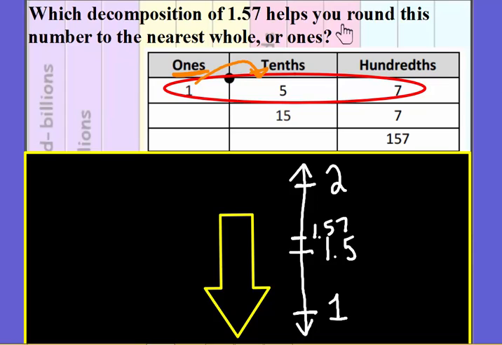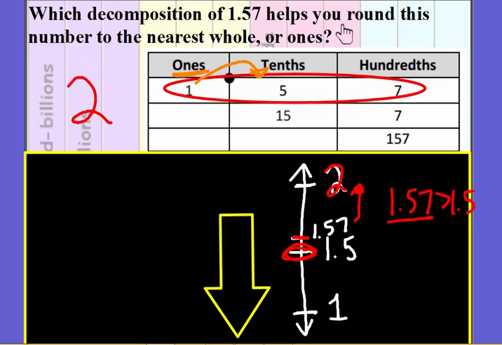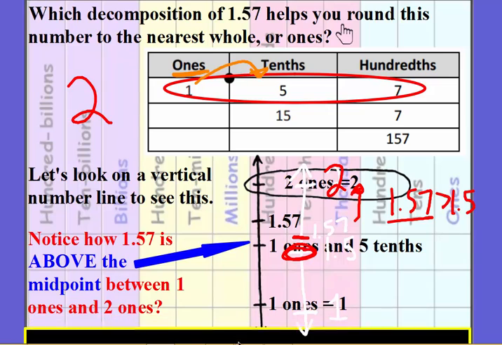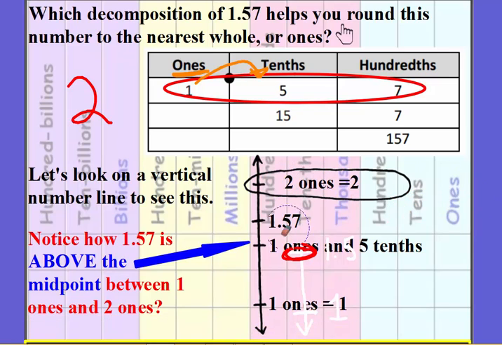Keep in mind, this is what we were practicing the other day with ordering. 1.57 is greater than my 1.5, my 1 5/10. If it's larger, that means I round up. So since this is larger than my midpoint, I round up to 2. So 1 and 57 hundredths rounded to the nearest whole is 2. Let's look at a slightly more organized number line, just because I had more time to make it. So you see, we put the number we round up to, the number we round down to, and our midpoint.